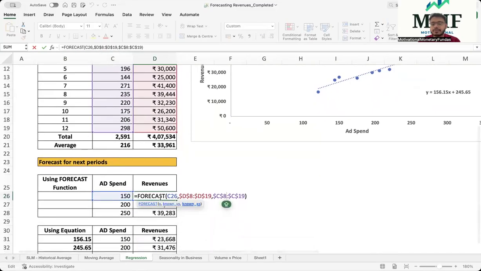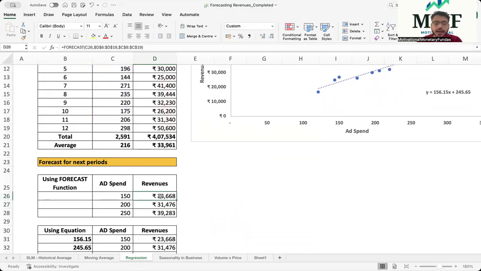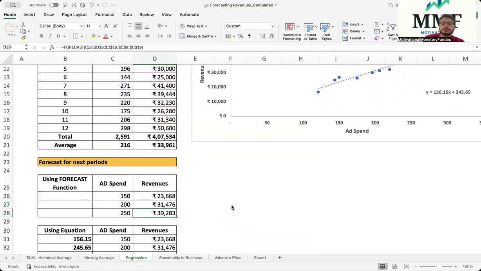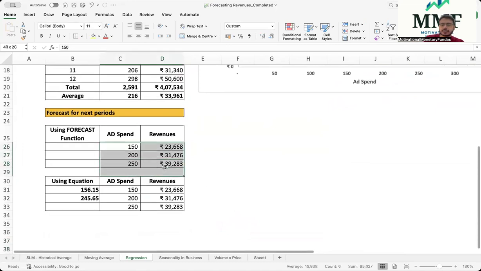X is the 150 based upon which I want to calculate my future revenue. I did an enter. I got the answer as 23,668. And same I can do for this. My X, the number on which I want to forecast my revenue, is 200. Dependent variable and independent variable. I did this.